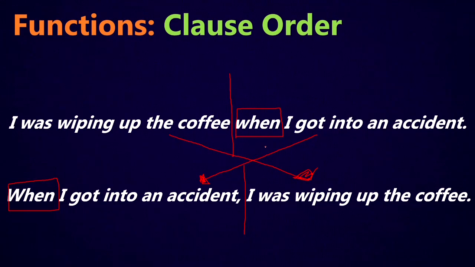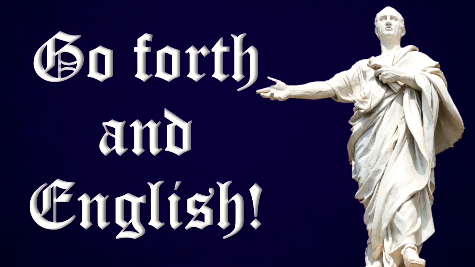So I was wiping up the coffee when I got into an accident. We just took this part here, when I got into an accident, and we moved it over here. When I got into an accident, I was wiping up the coffee. But again, the meaning of both sentences is the same. You can choose which way you want to do it. But again, if I start the sentence with when or while, I'm going to put a comma at the end of that clause there. All right, so this is just a short introduction to the past progressive verb tense.